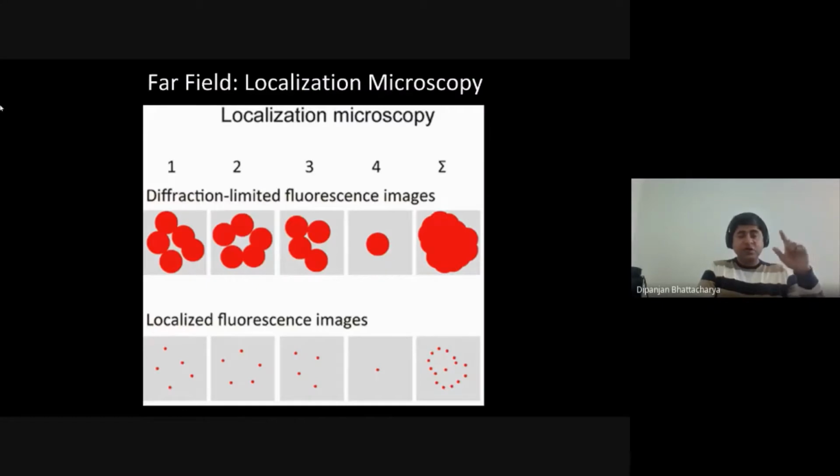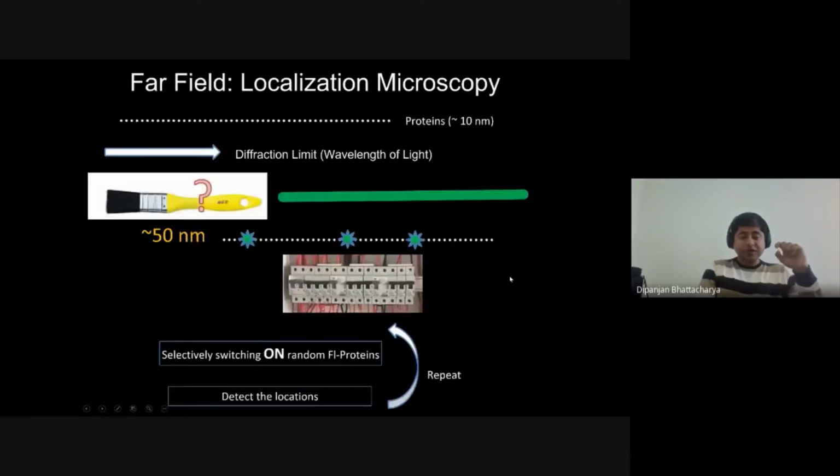Next is far-field localization microscopy. There are multiple methods. The basic idea is that if there are many molecules, you will see this kind of blob. But if there is only one molecule, you can find the center of the molecule and get its localization. You have an array of molecules, but at a time you are illuminating only some, like a switch on and off, as if each molecule is tied to a switch box. You do this randomly for certain molecules.